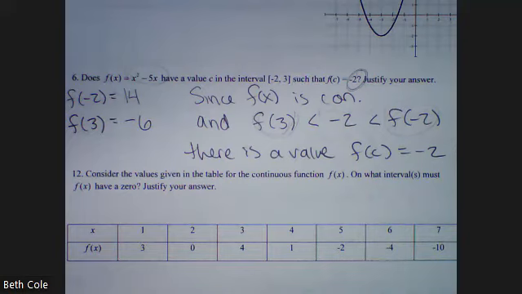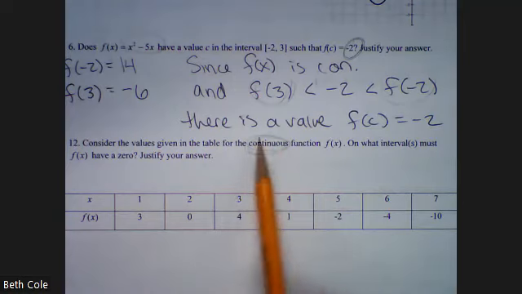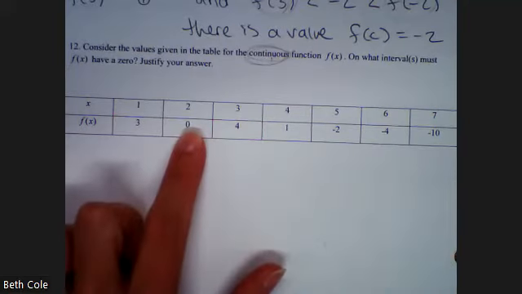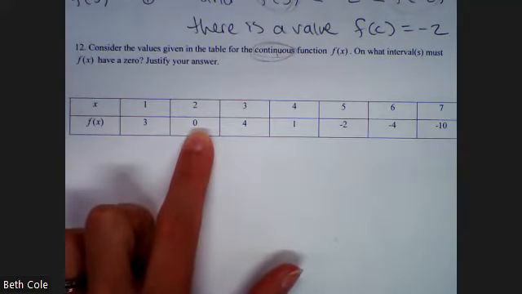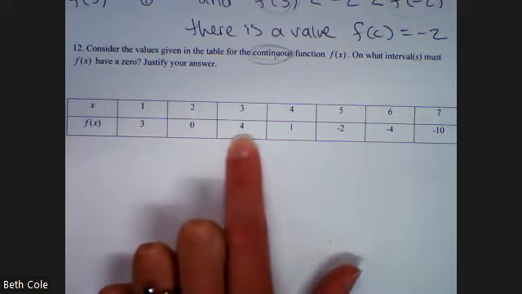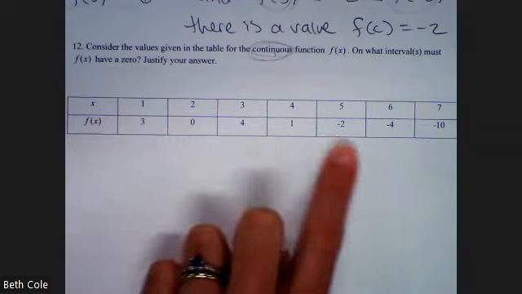And then the last one is the same thing, but on a table. Consider the values given for the continuous function f of x. On what intervals do we have to have a 0? The tricky thing is this: is 0 positive or negative? It's neither. That doesn't count and you can't use it. I need to find a place where we actually have a change from positive to negative or vice versa. Do you see a place where that happens?